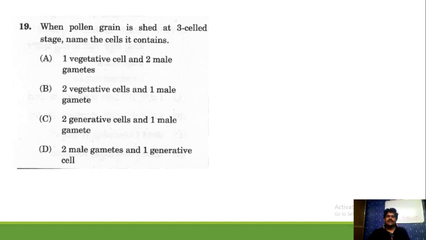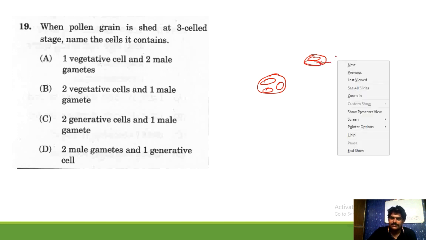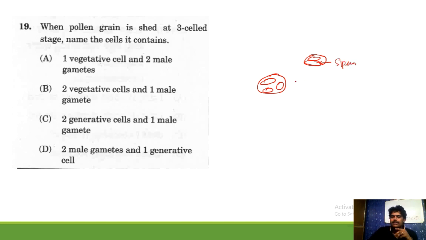That is, when pollen grain is shed at a 3-celled stage, that is 40% of angiosperms. Name the cells. So whenever 3 cells are present, in what combination is the 3-cell stage there? Try to remember, when 2 cells are there, one will be the vegetative cell, another one will be the generative cell, which functions as the next sperm, right? Next sperm cell. So why the 3-cell stage? You remember double fertilization.